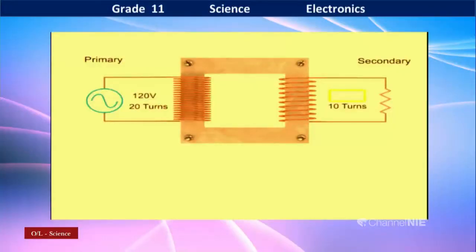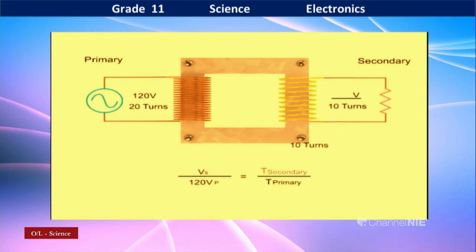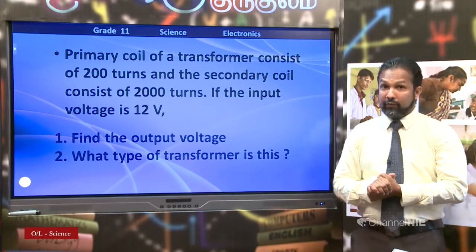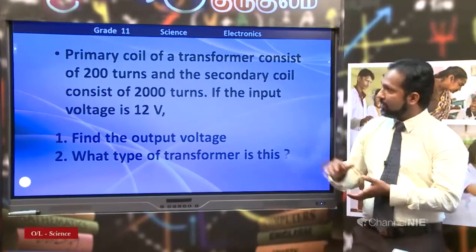There are 10 turns. Primary voltage is 120 volts. We can apply this to this formula. So we can find out the voltage of secondary coil, by simplifying that, the voltage of secondary coil will be 60 volts. Now I am going to give you another question, my dear children.